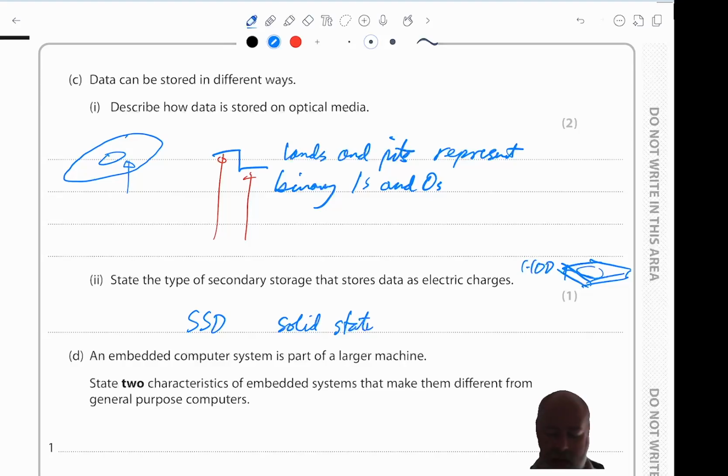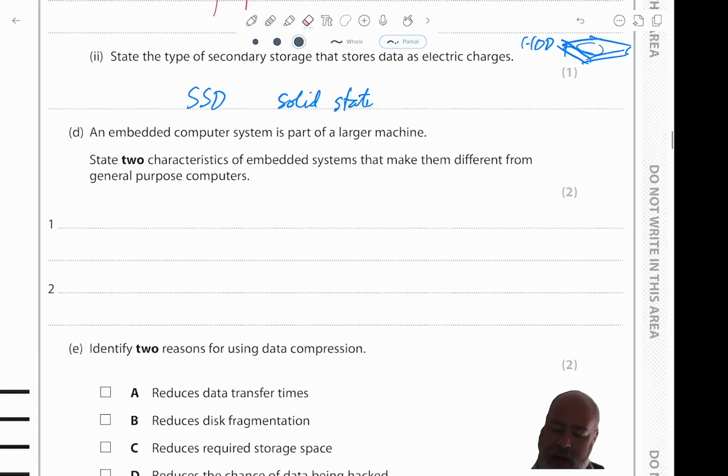Let's carry on. Here, an embedded computer is part of a larger machine. State 2 characteristics of an embedded system that make them different from general purpose computers. So it's important to note that sometimes embedded systems contain chips which might be used, especially in the 80s. There was a very famous Motorola chip that was used for basically everything, from general purpose computers to single embedded systems as well. However, embedded systems usually have one single task. Now you've got to be careful. I don't think they want that as the answer here.